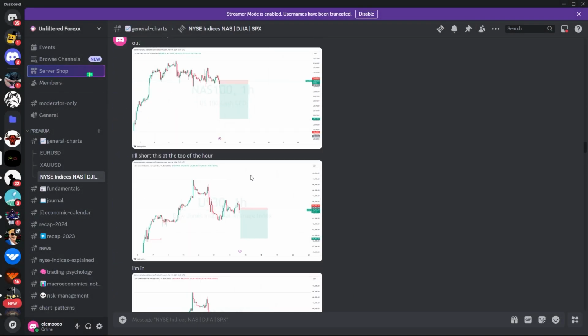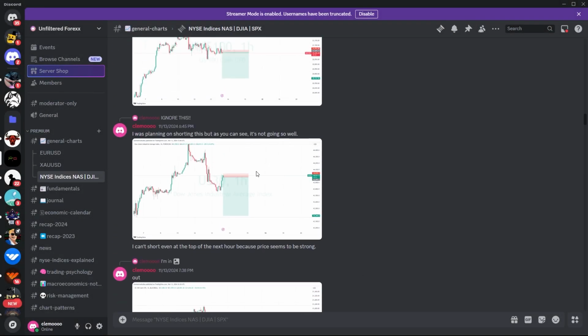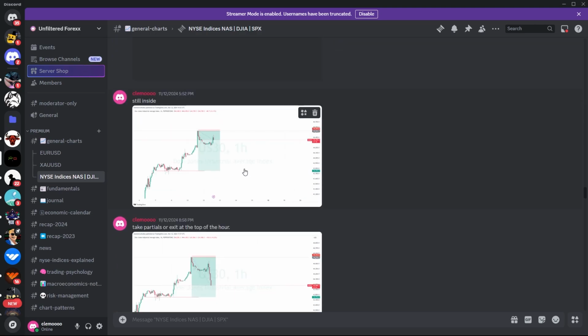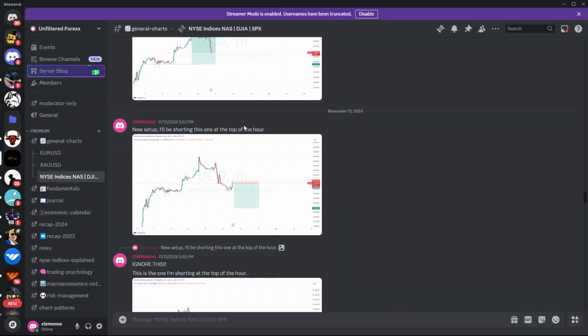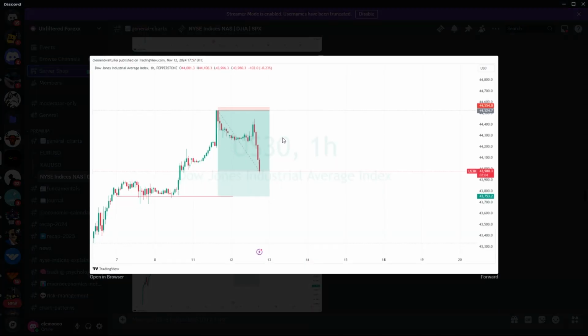And then there was a trade up here. Yeah, this is where I caught a reversal. The reversal started here and I made the entry at that exact point, and it ended up like this. You can see this was a reversal, right?